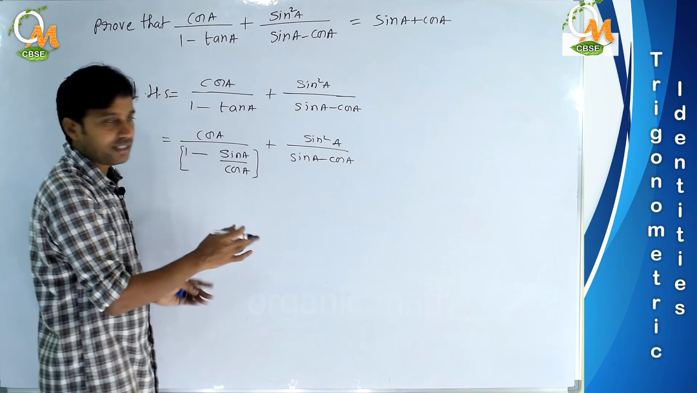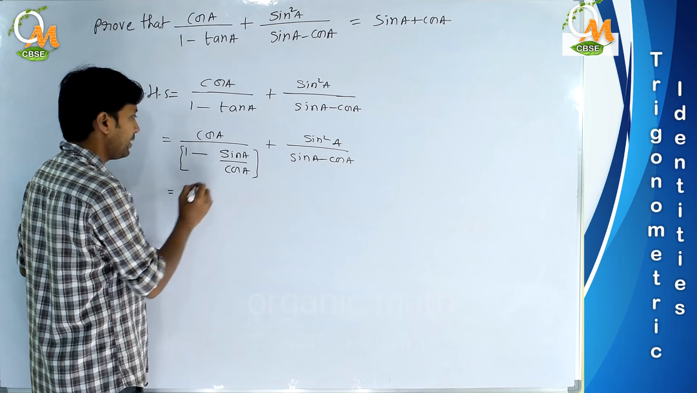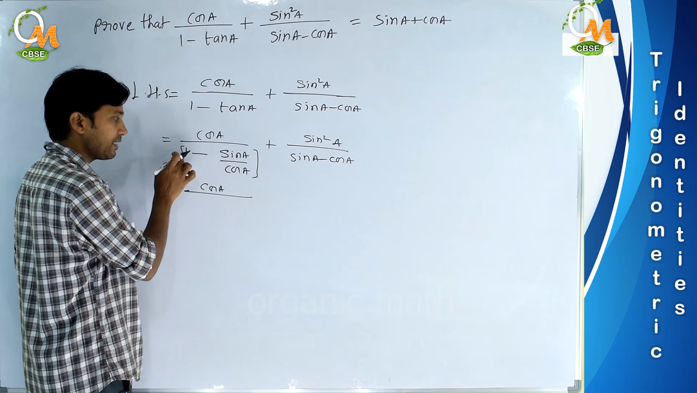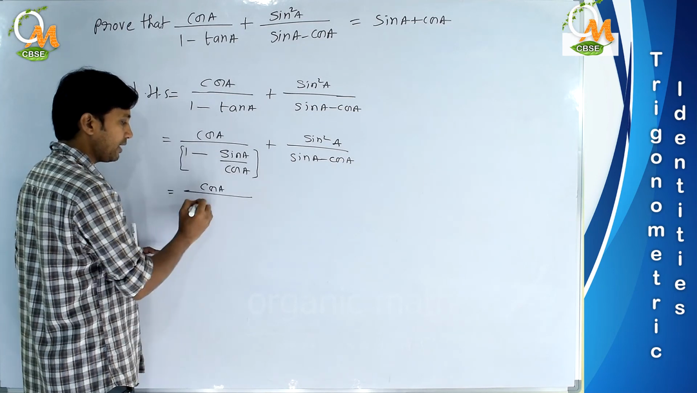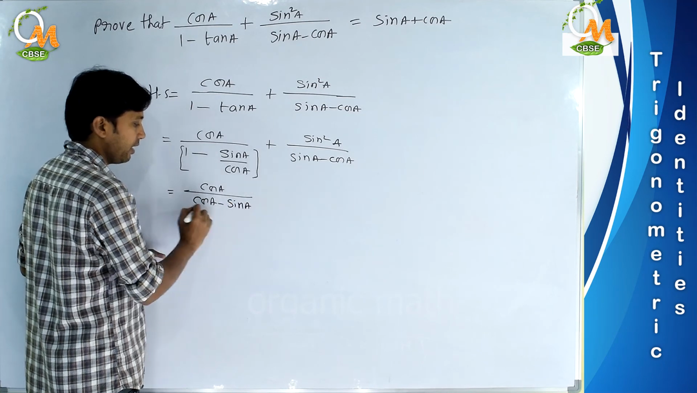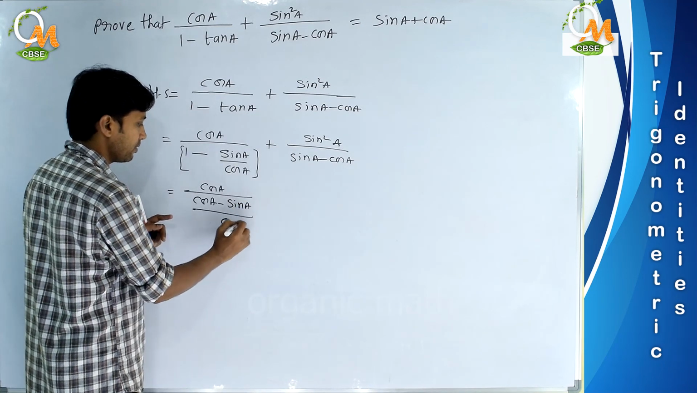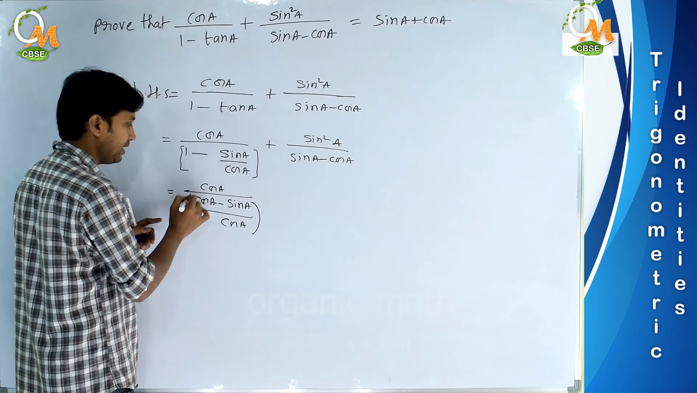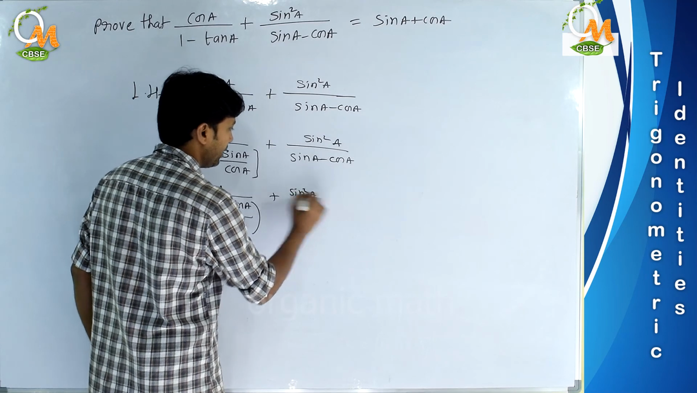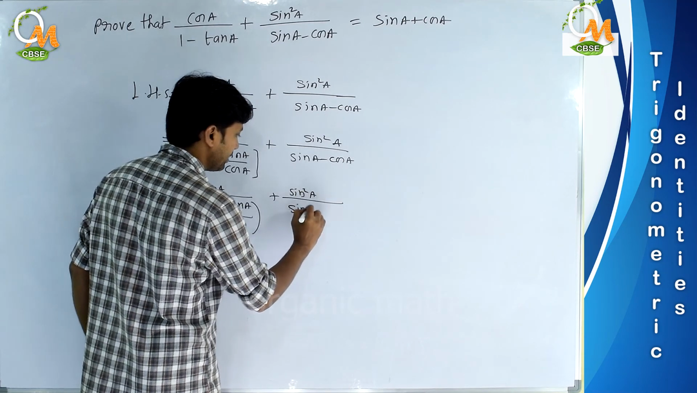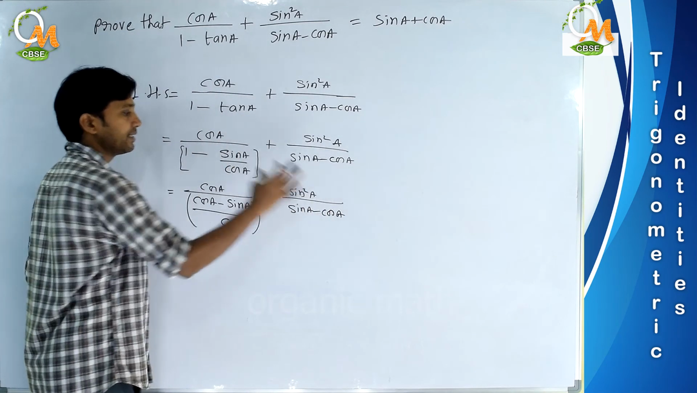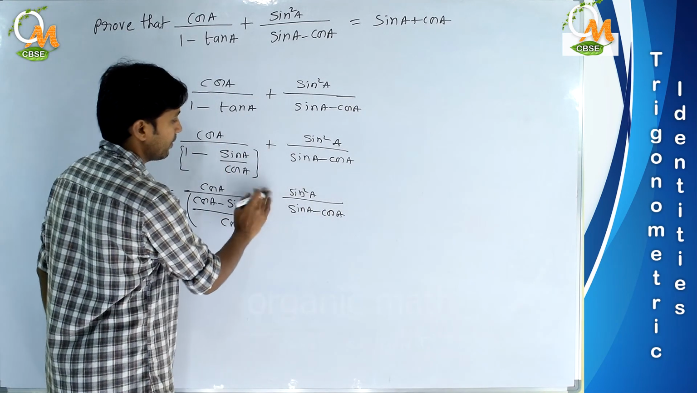To set this clumsiness, I just want to take LCM. Take the LCM of this cos a upon this cos a, we are taking LCM here. Cos a into 1, that would be cos a minus sin a upon cos a. This is the fraction in denominator. Okay, now again sin square a upon sin a minus cos a is written as it is. We are not changing anymore.